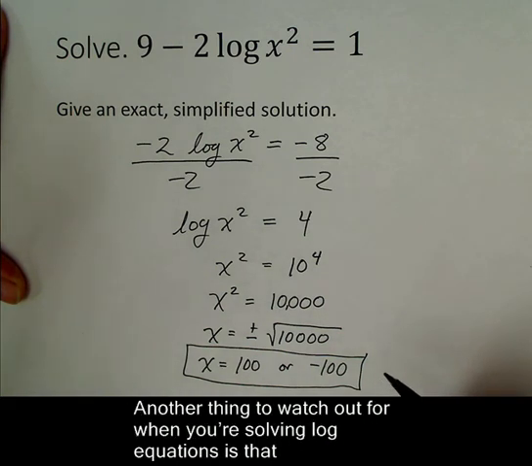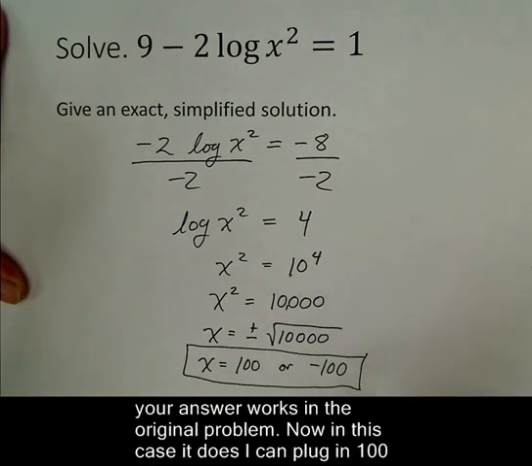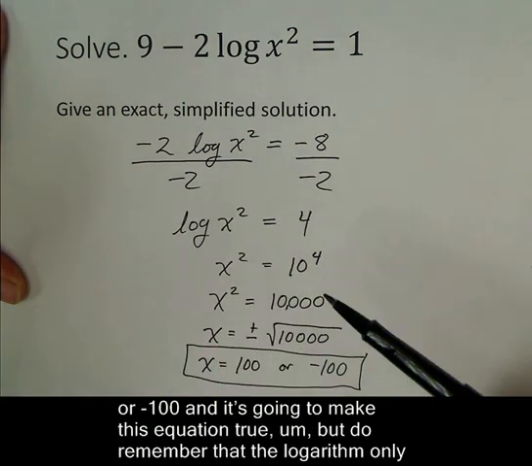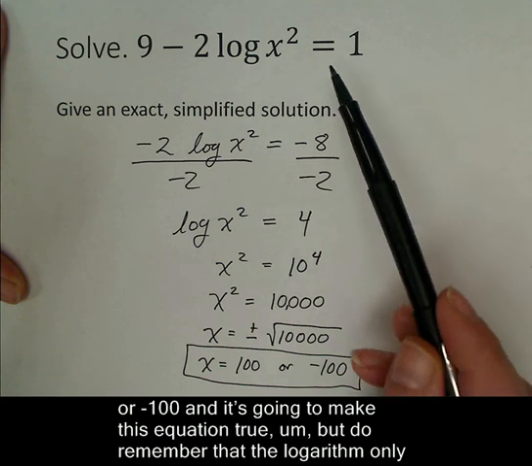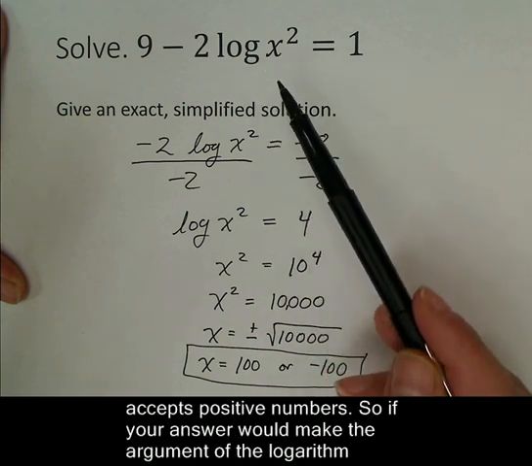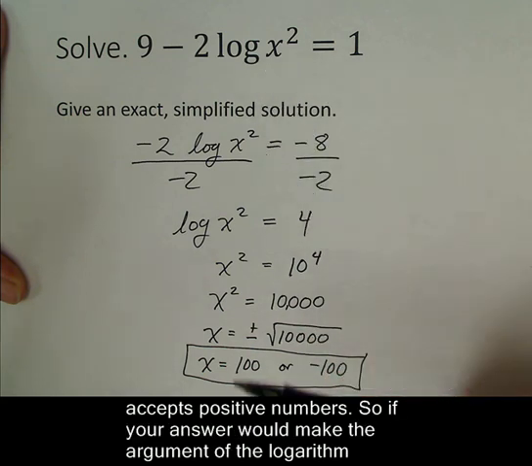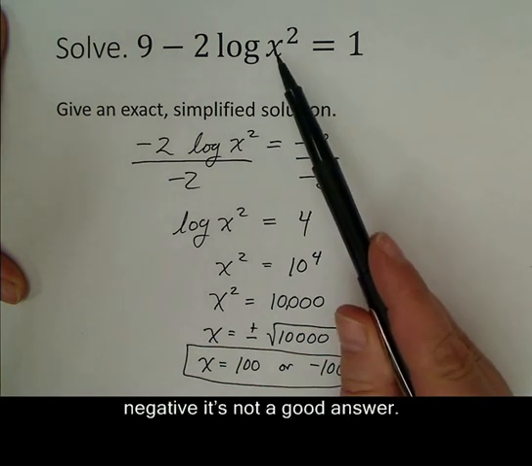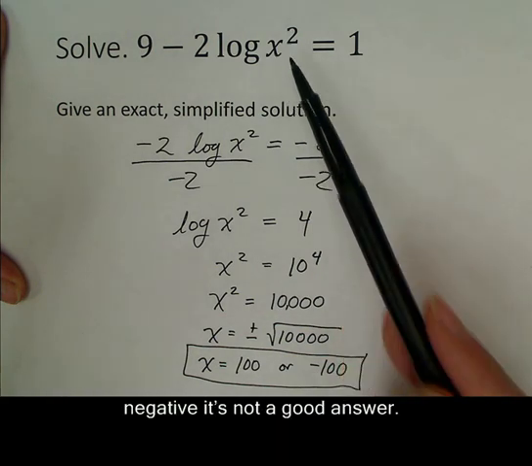Another thing to watch out for when you're solving log equations is that your answer works in the original problem. Now in this case it does. I can plug in 100 or negative 100 and it's going to make this equation true. But do remember that the logarithm only accepts positive numbers. So if your answer would make the argument of the logarithm negative, it's not a good answer.